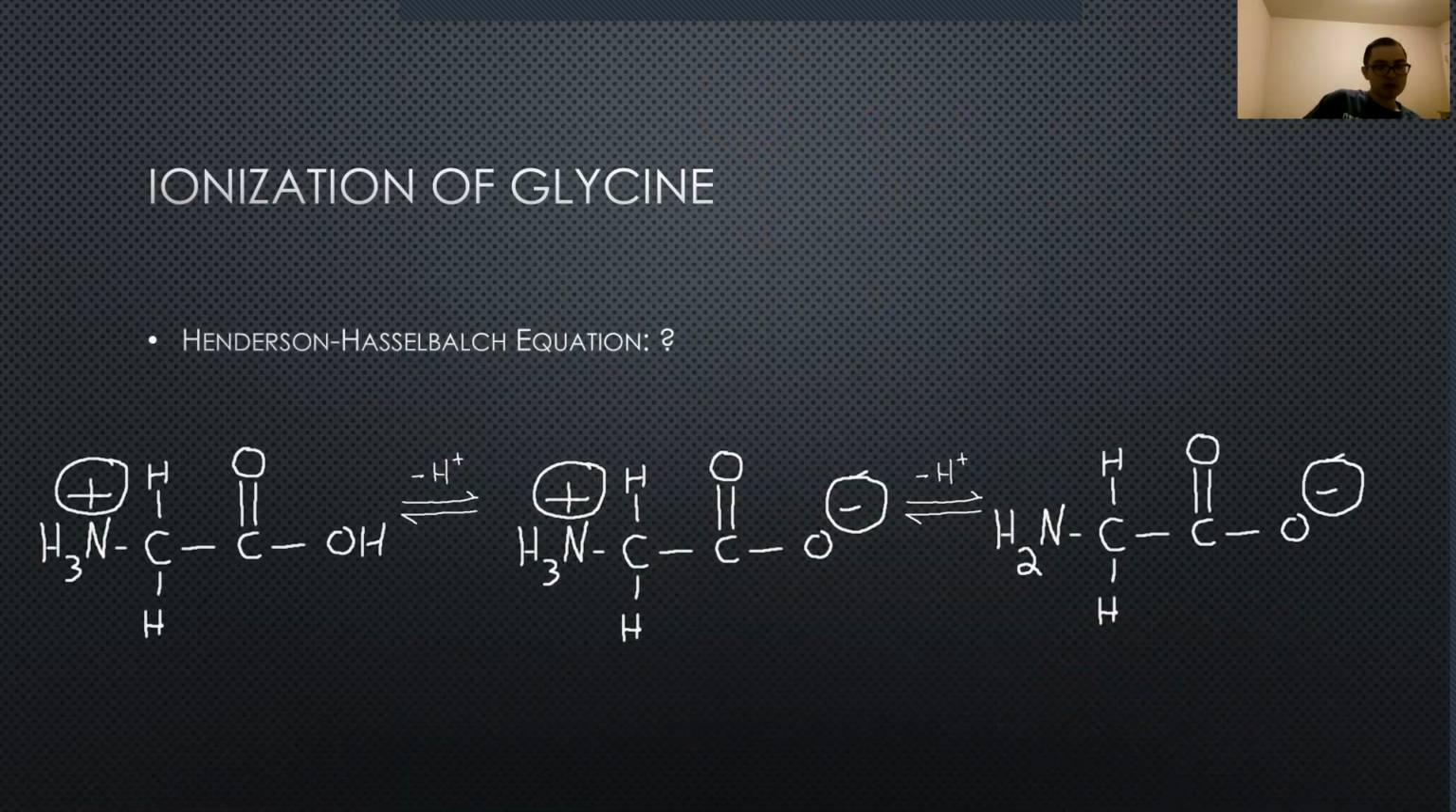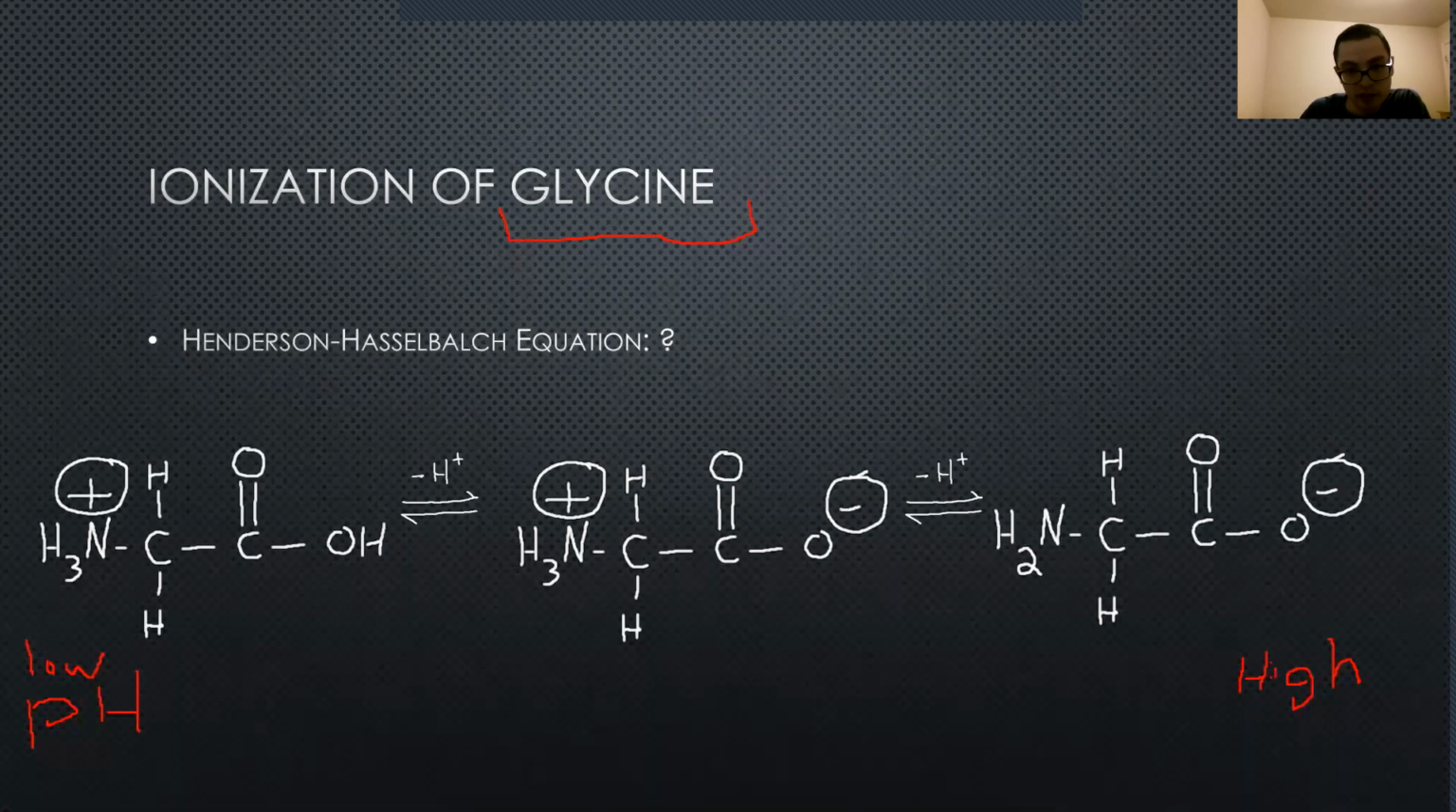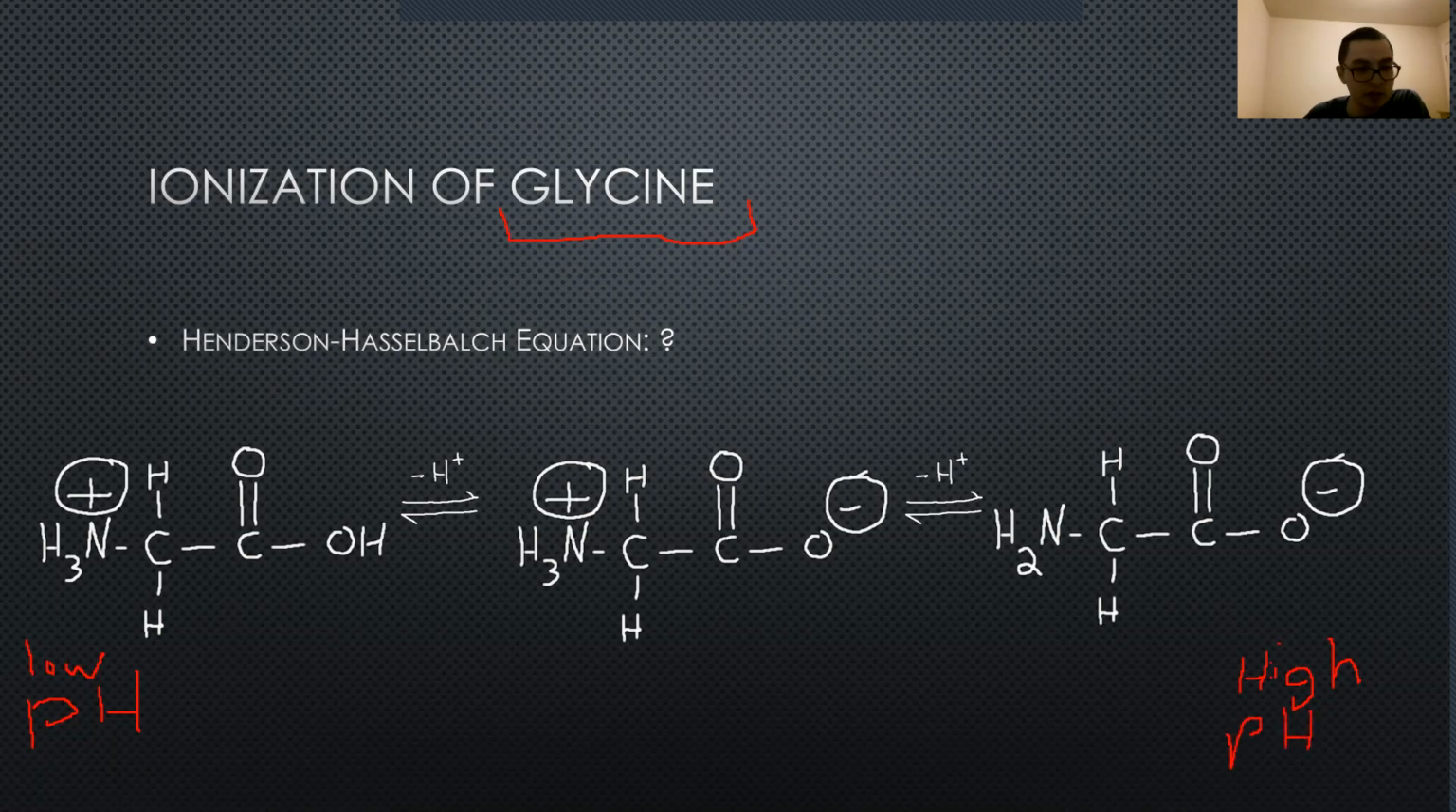So we're going to start with glycine again, because glycine is easy. Glycine doesn't have a charge on its side chain, so we only have to worry about 2 pK starting out. So if we're looking at low pH, going from low pH to high pH, let's see what's happening here.